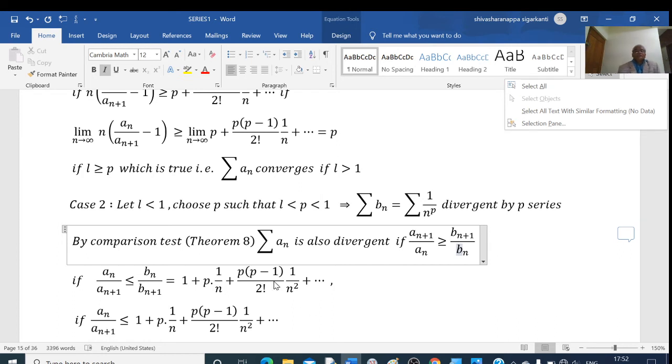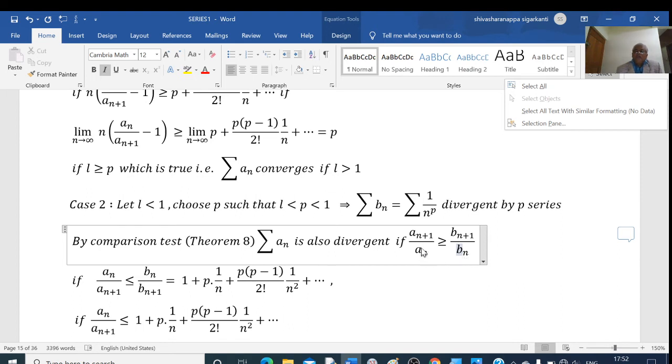by comparison test 8, sigma an is also divergent if a(n+1) divided by an is greater than or equal to b(n+1) divided by bn. So here I have taken L less than 1 and I have chosen p such that p lies between L and 1. Then by p-series, p is less than 1, 1 by n to the power p, that is sigma bn, is divergent. Then by comparison test, sigma an is also divergent if this condition is satisfied, that is, a(n+1) divided by an is greater than or equal to b(n+1) divided by bn.